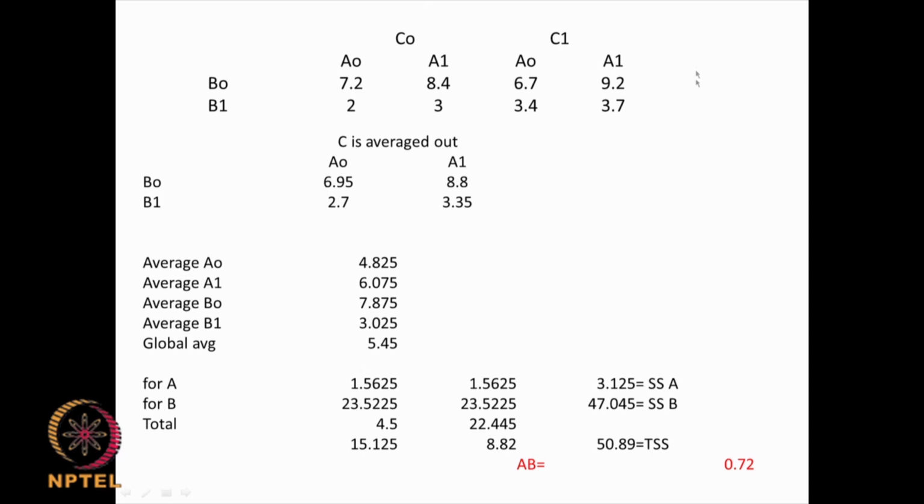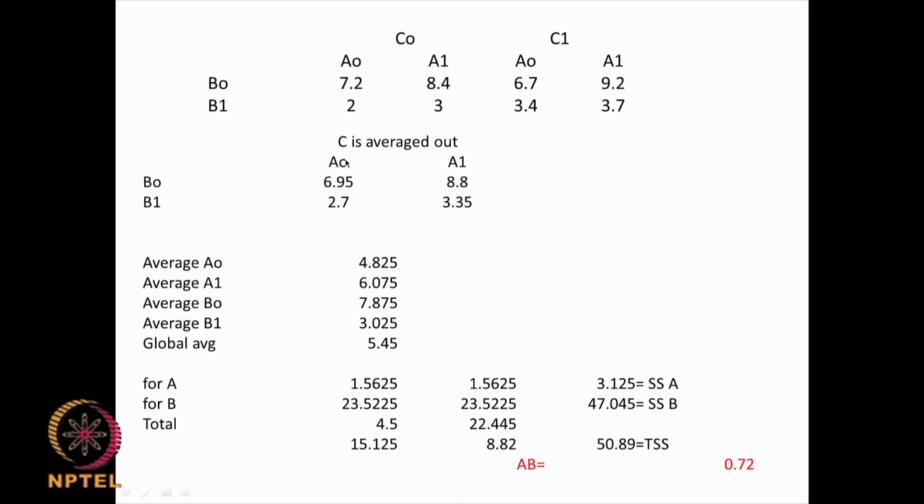Let us look at again, this is my full factorial design of experiments. So what do I do? I take C's average: 7.2 plus 6.7 by 2, 8.4 plus 9.2 by 2, 2 plus 3.4 by 2, 3 plus 3.7 by 2. So I now have a 2 effect problem where C is averaged out. Understand? So, a 2 effect problem.